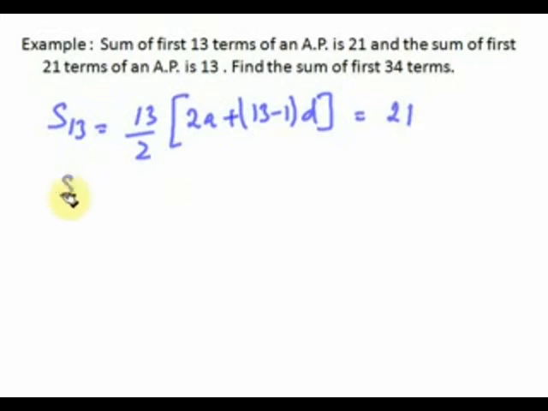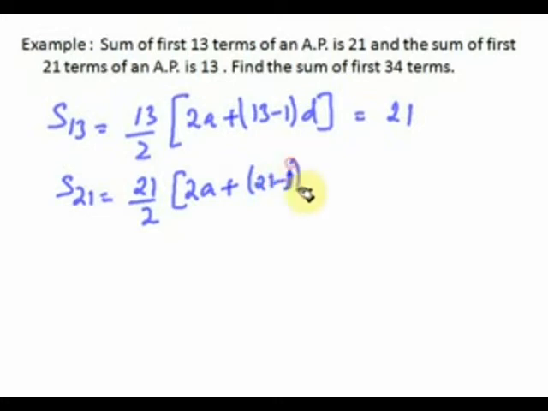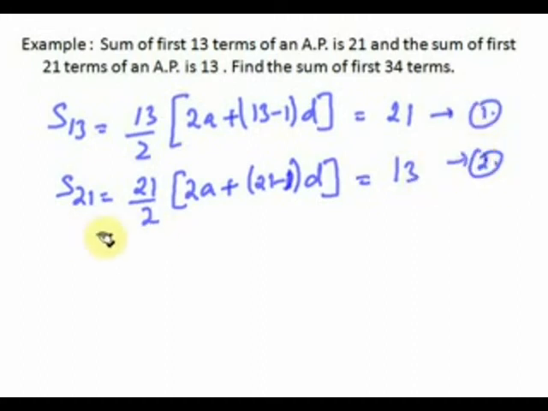Sum for 21 terms, S21 is equal to n by 2, n is 21, 21 by 2 into 2a plus 21 minus 1 into d is equal to 13. Let's term this as equation 1, this as equation 2.